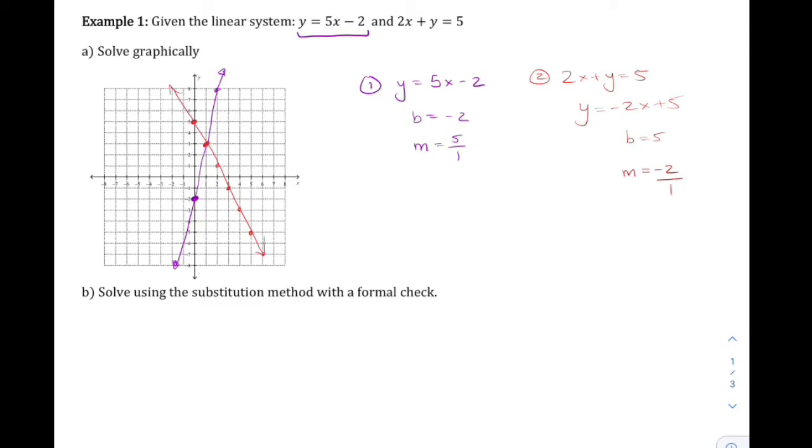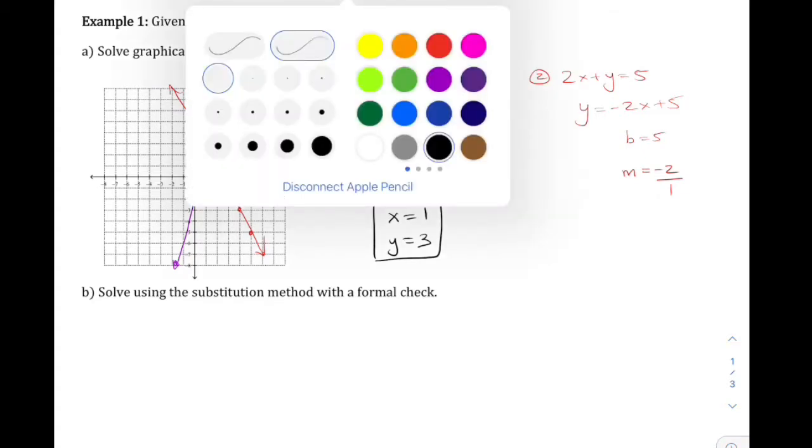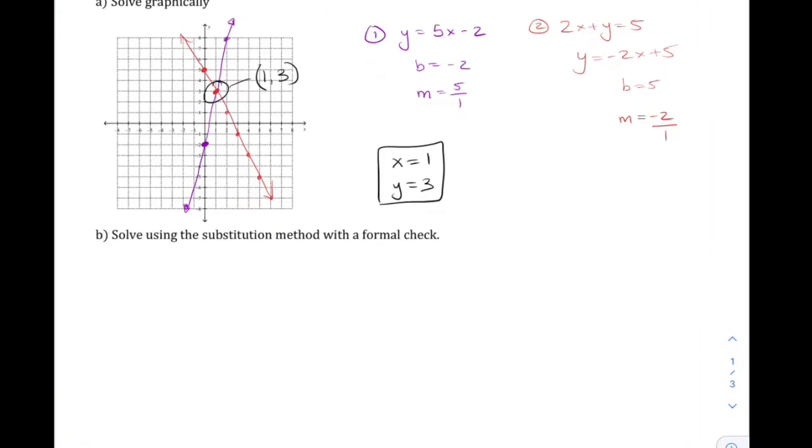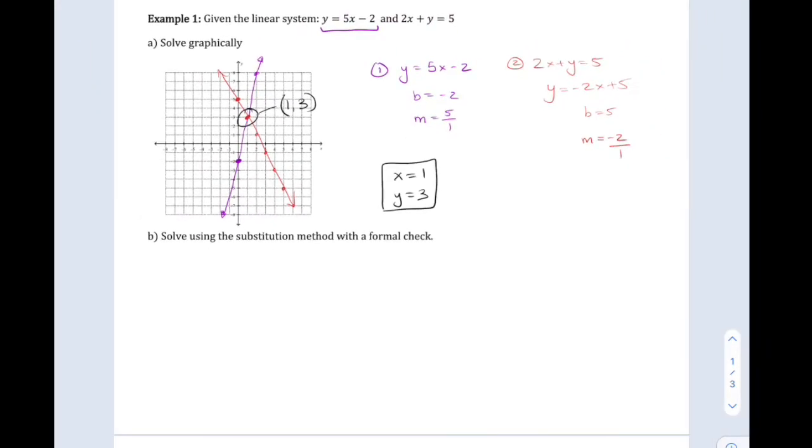So from there, we can determine what our solution is. I see our solution is right here at the point (1, 3). So our solution is x is equal to 1, y is equal to 3. So we solved that one by graphing. That's what we did last time in 1.1. Now what we're going to do is our substitution method and show that we'll get the same answer and we don't have to worry about graphing.